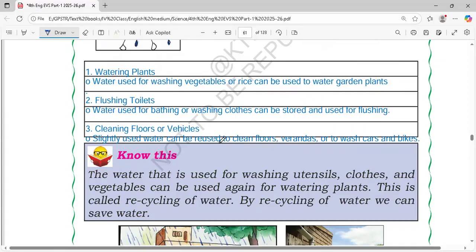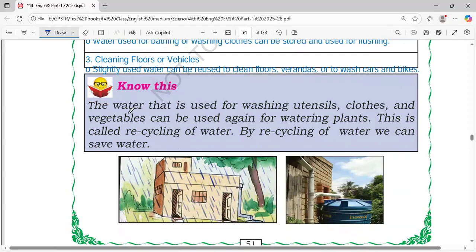Slightly used water can be used to clean floors, verandas, or to wash bikes, cars, etc. Know this. The water that is used for washing utensils, clothes, and vegetables can be used again for watering plants. This is called recycling of water. By recycling of water, we can save water.